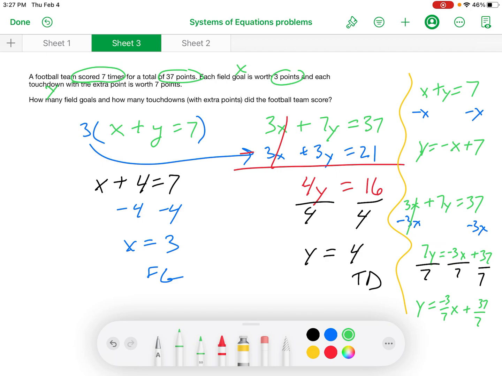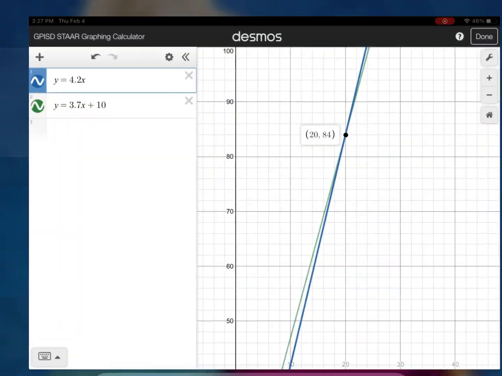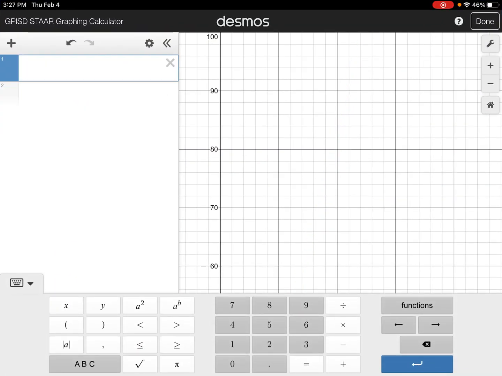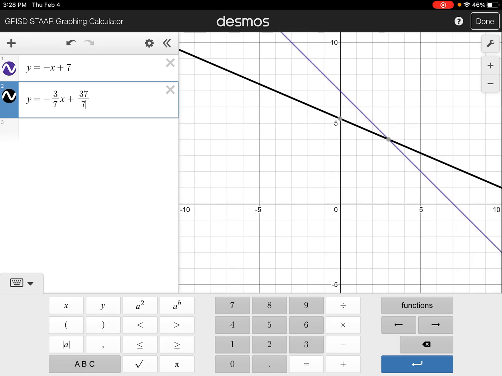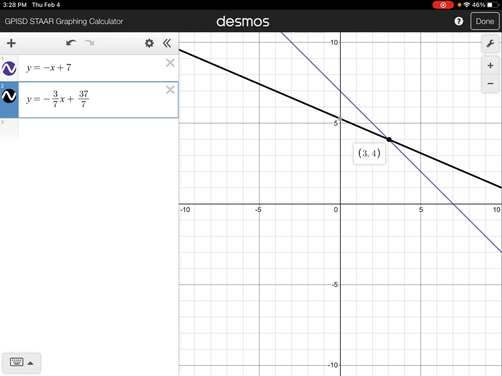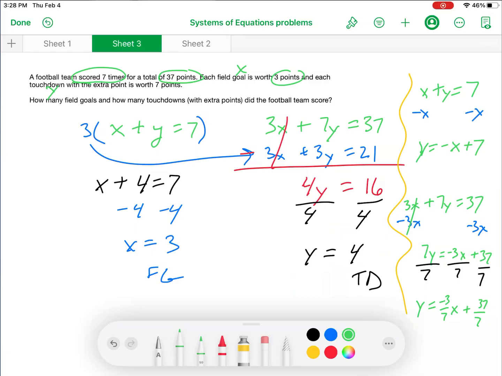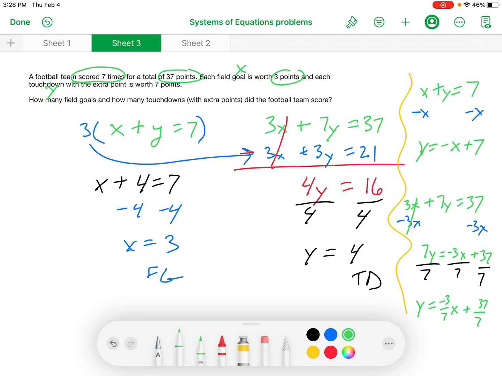Now I know that's really ugly looking, but trust me, it doesn't matter that it's ugly as long as it's in slope-intercept form. I can then go to Desmos and graph it. So we had y equals negative x plus 7, and we had y equals negative 3/7 x plus 37/7. And you can see where they intersect at 3, 4, x equals 3 and y equals 4, which is exactly what we found, 3 field goals and 4 touchdowns.